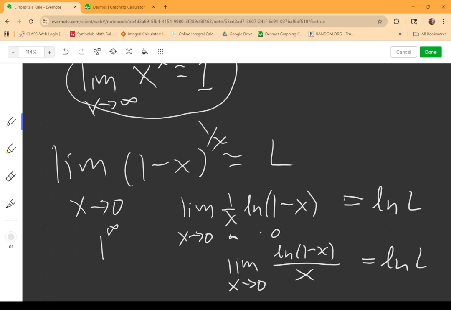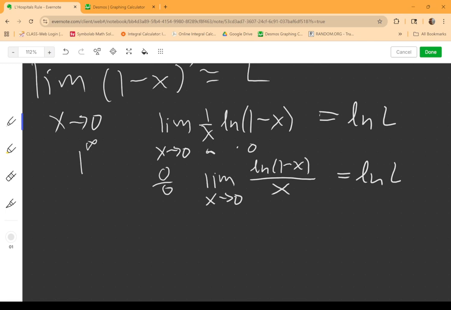Now we see here that as x tends to 0, the top is going to 0 and the bottom is going to 0. So we are of the 0 over 0 indeterminate form. Then taking the derivative: the derivative of the denominator is 1, and for the top we're left with 1 over 1 minus x, and then the chain rule says we have times negative 1.